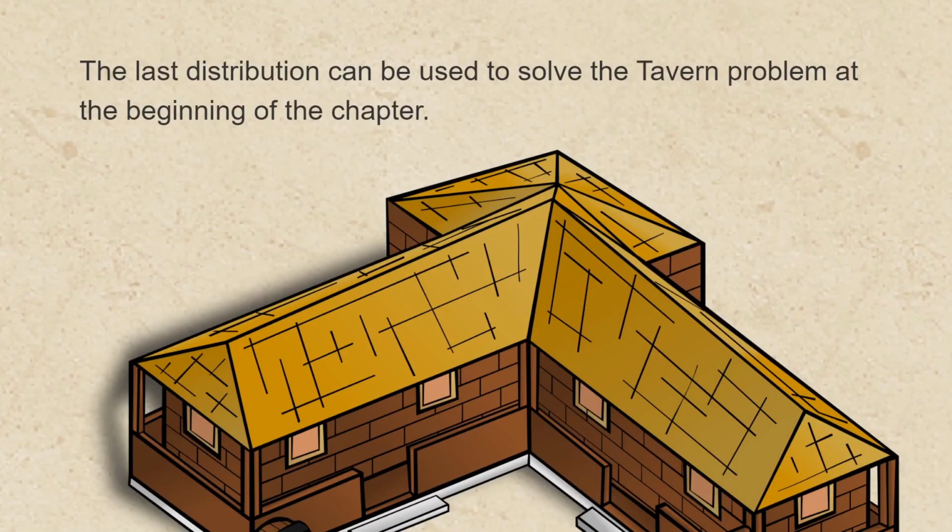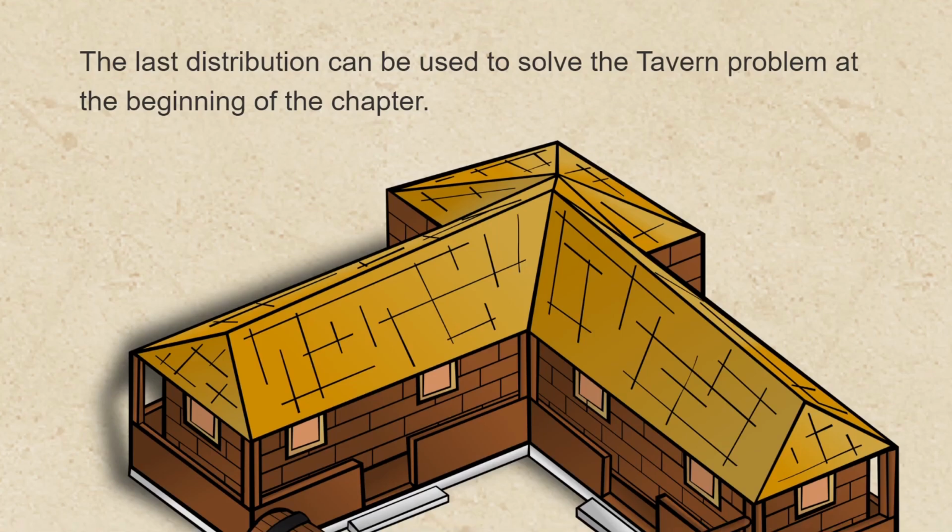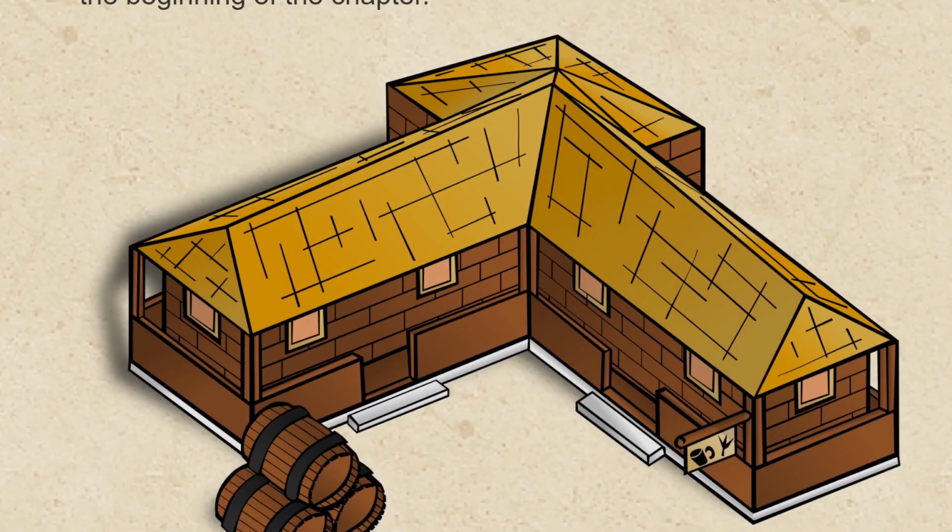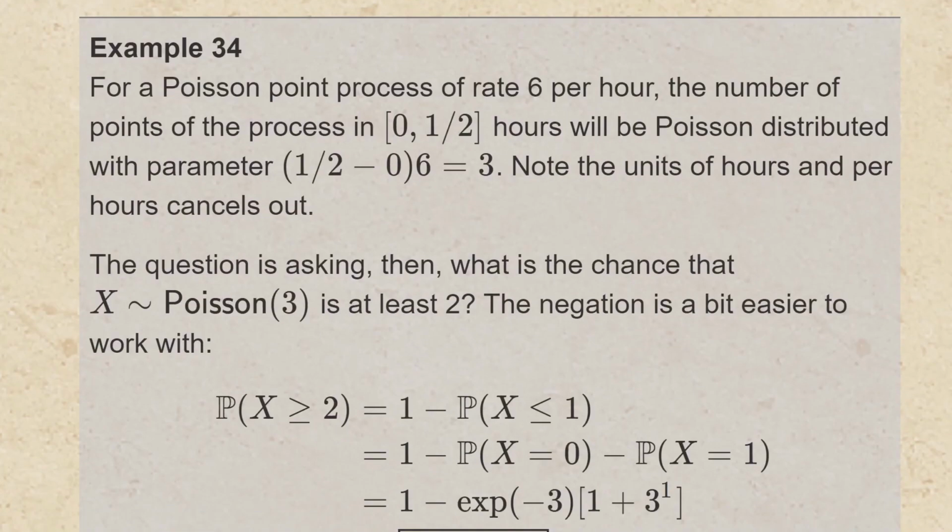Now the last distribution can be used to solve the tavern problem at the beginning of this lecture. For a Poisson point process of rate 6 per hour, the number of points of the process that fall in the interval from 0 to 1/2 hours will be Poisson distributed, with parameter (1/2 minus 0), the length of the interval, times 6, which is just 3. Note that the units of hours and per hours cancel out.